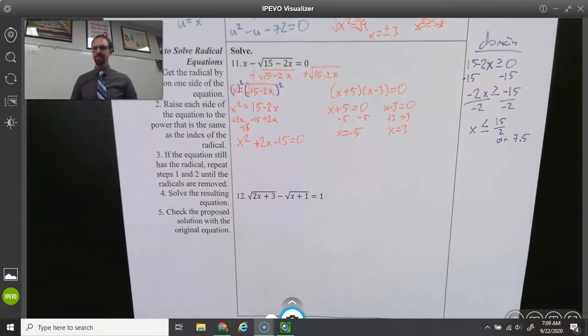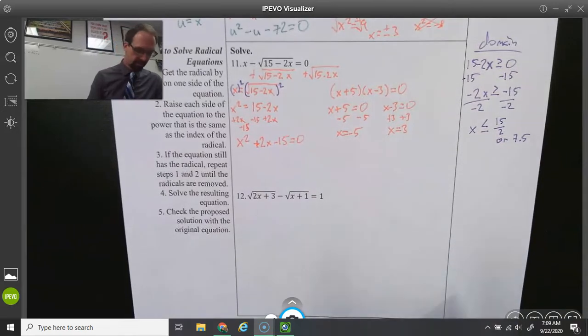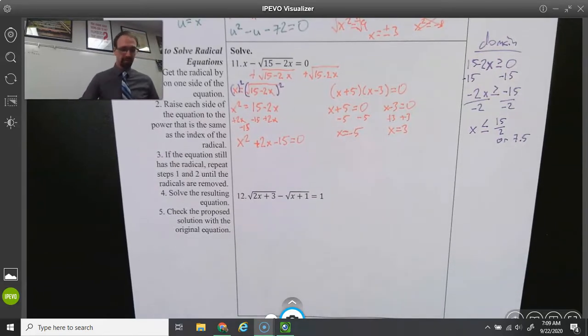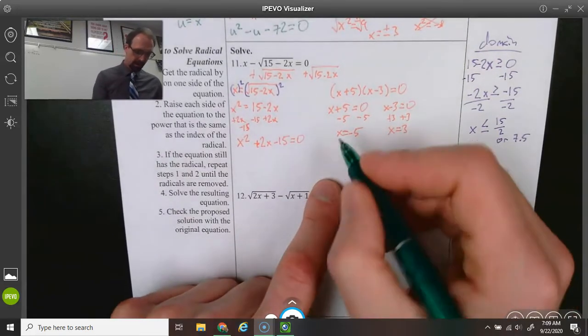So, do both of these work? Are both of these solutions inside the domain? The answer is yes, they are. So both of them will work just fine, and we are good with this problem. That means both of these solutions work, and we are good to go.